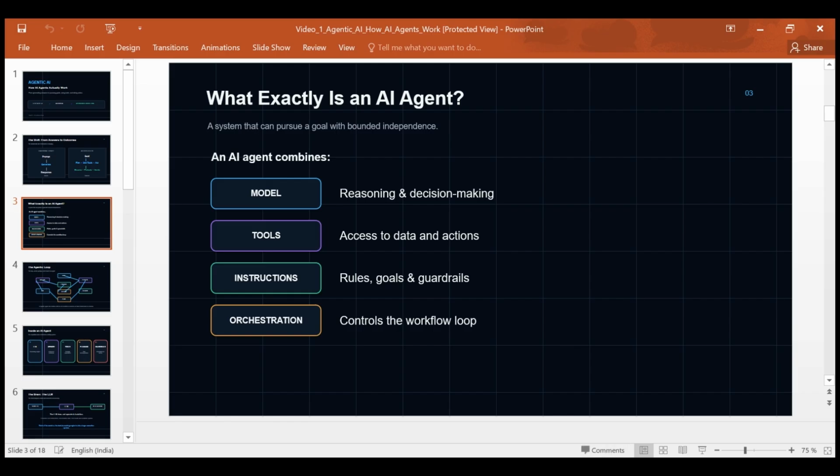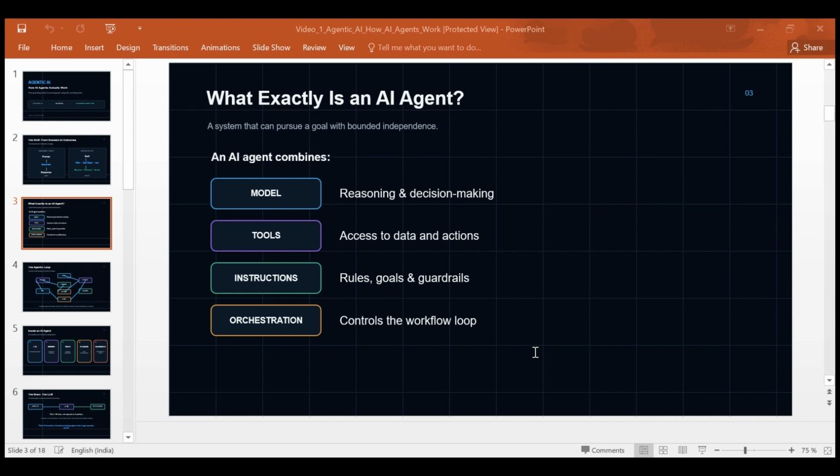So, now let's discuss what exactly is an AI agent. At a high level, an agent is a system that can pursue a goal with a degree of independence while operating within defined instructions and boundaries. There are several important ingredients.